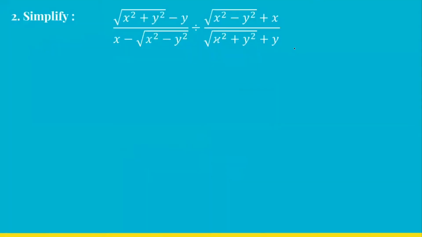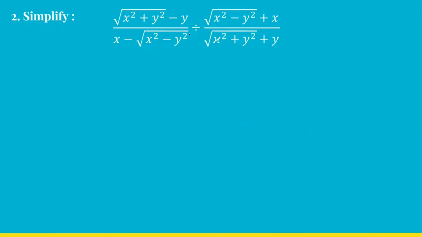We move on to the next question. It is root of x square plus y square minus y upon x minus root of x square minus y square, divided by root of x square minus y square plus x upon root of x square plus y square plus y. Looks difficult, but it is very easy.